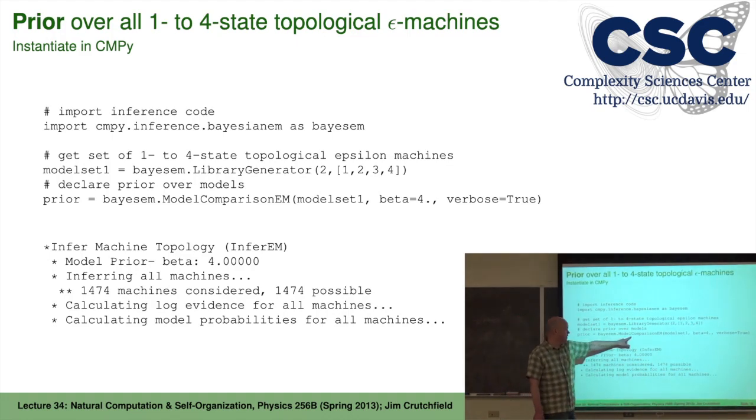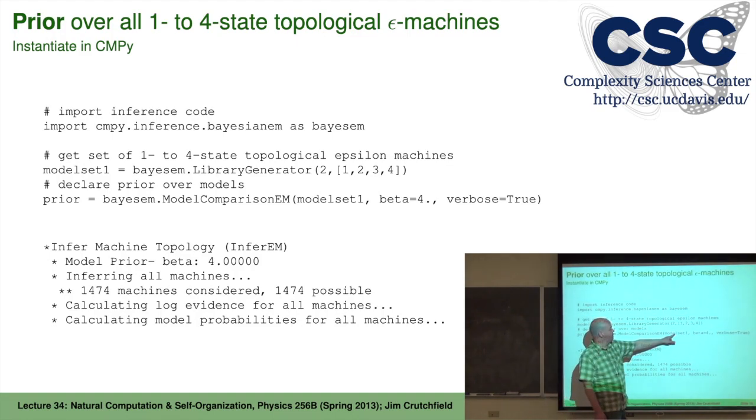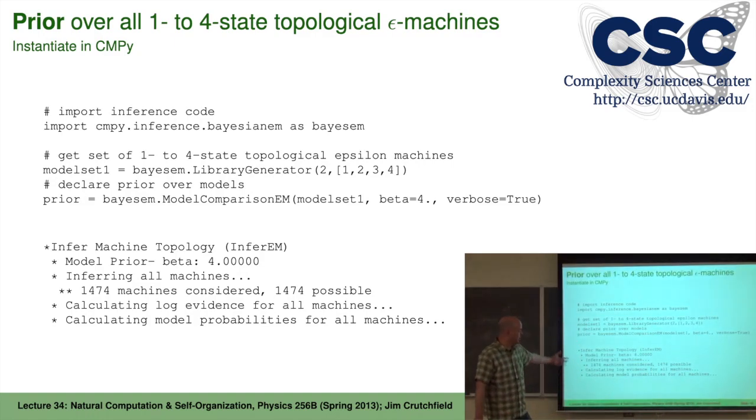And so that's assigned to this model set 1. Now I'm feeding this to model comparison EM. Last time we were doing infer EM, it was for a single topology, but now this is a different class. Instead of feeding it a single topology, we're setting a whole set of topologies. Then I set my beta, which is the penalty for structure size, and this little tag verbose true spits out a little summary.